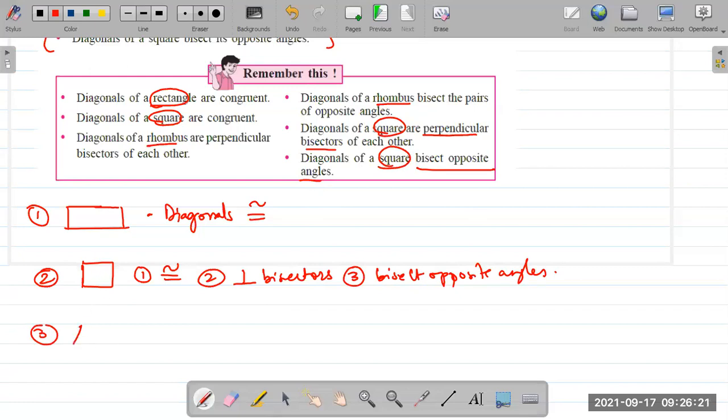And third is for a rhombus. Okay. So a rhombus would go something like this, with all the sides equal. Okay. For a rhombus, what can we say? Firstly, the diagonals are perpendicular bisectors of each other. So they are perpendicular and they are the bisectors of each other. And secondly, the diagonals of a rhombus bisect the pairs of opposite angles. So the second property, the same one as before, is that the diagonals bisect opposite angles.